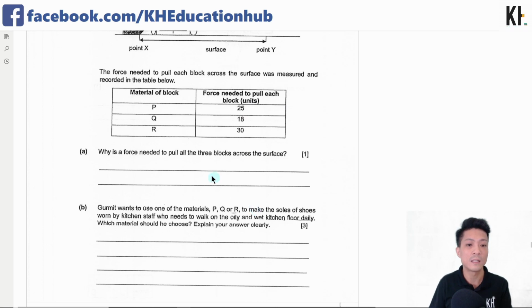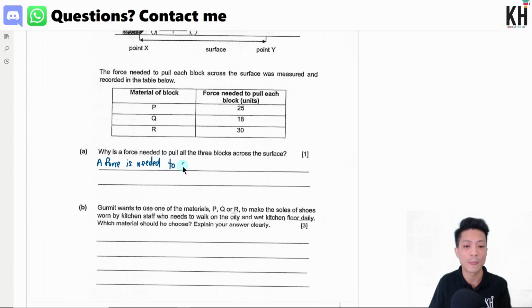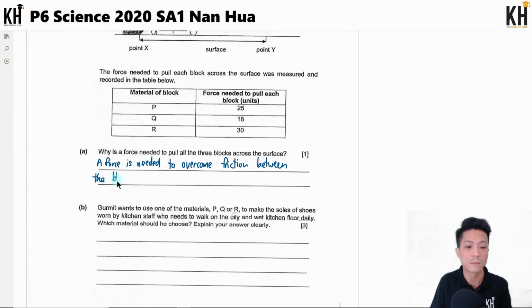Okay, so for part A, it is asking us why is the force needed to pull all the 3 blocks across the surface. Okay, so a force is needed to overcome friction between the blocks and the surface.